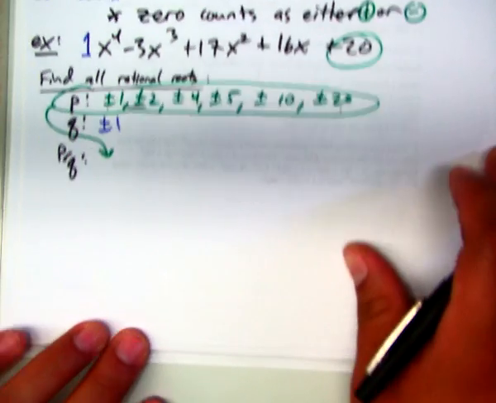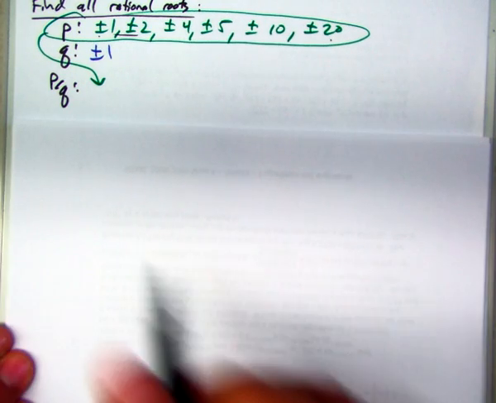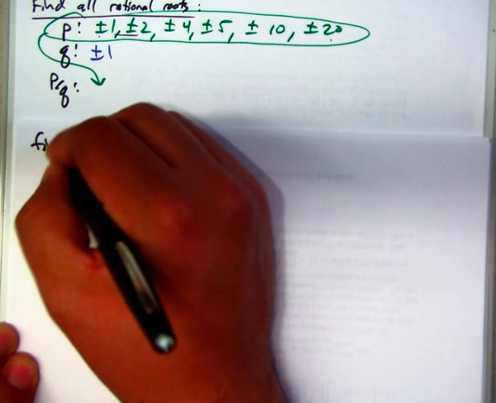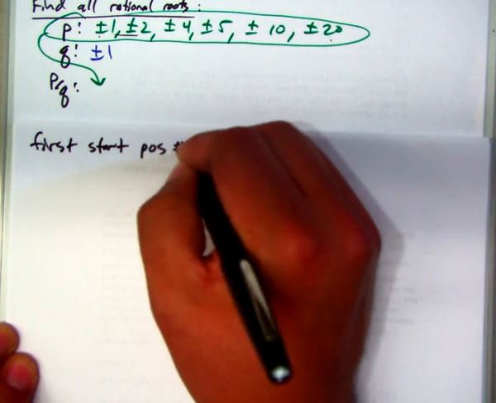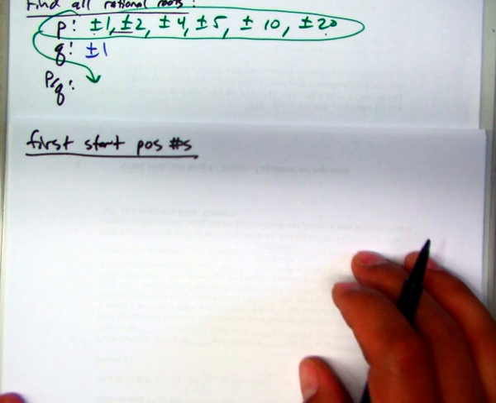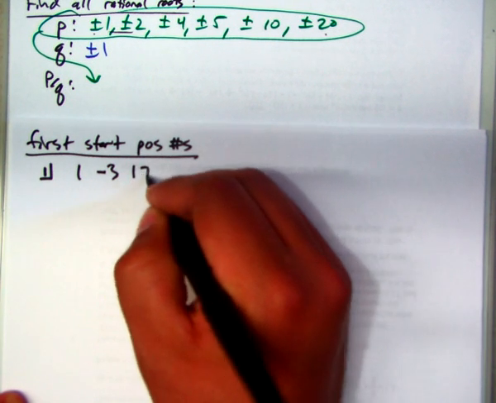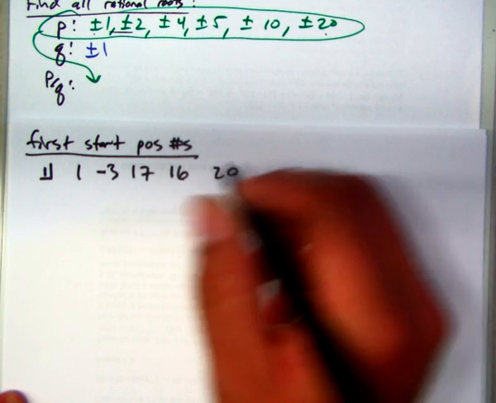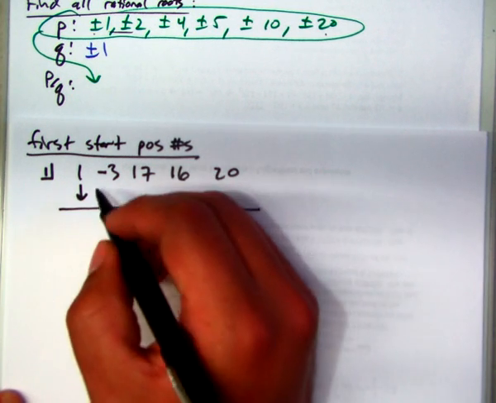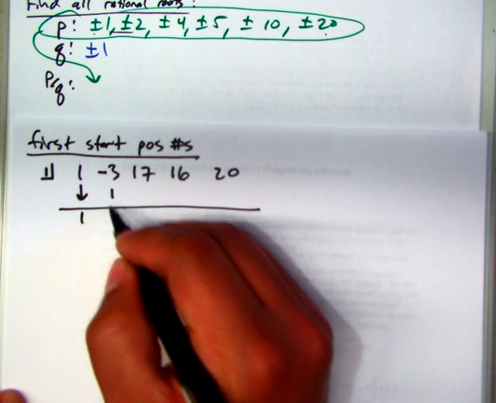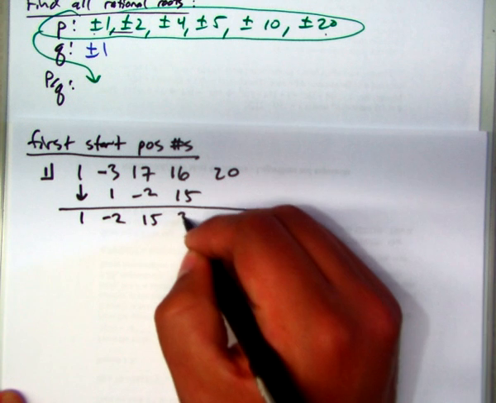Okay, so here's that systematic approach I was talking about earlier. First, let's start with the positive roots, or the positive numbers, seeing if that sheds some light. So I'll start with 1 and work my way up and see if I bump into anything. And we're going to, again, divide synthetically. So bring down the 1, multiply, add, multiply, add, multiply and add.